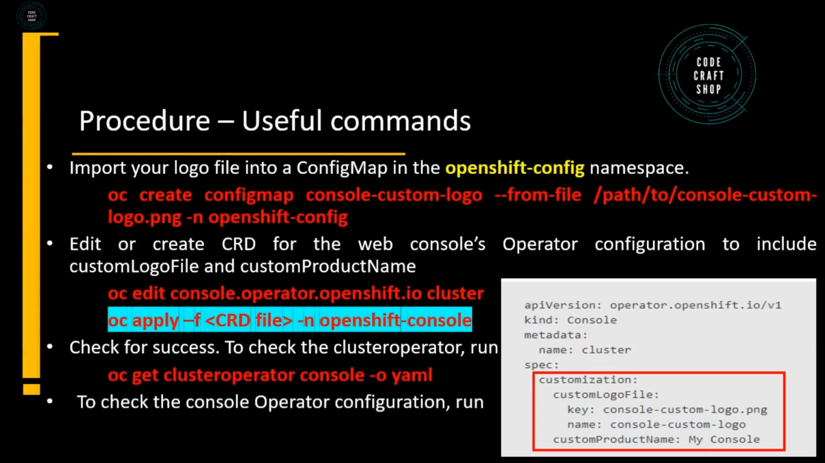And after checking the status, we will check the console operator configuration. For that we need to execute the command oc get console.operator.openshift.io. This will give the full overview of the configurations that get set inside the OpenShift cluster after applying the template.